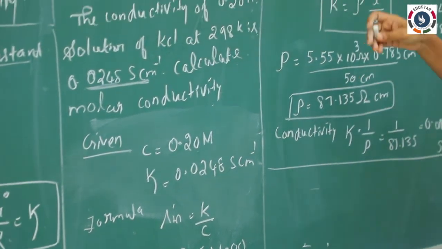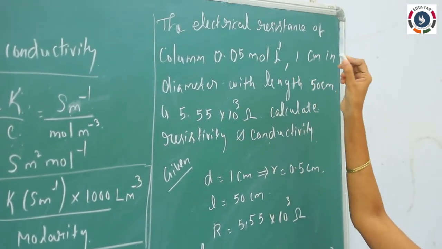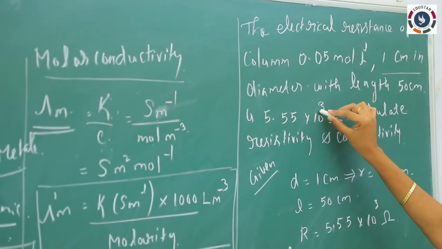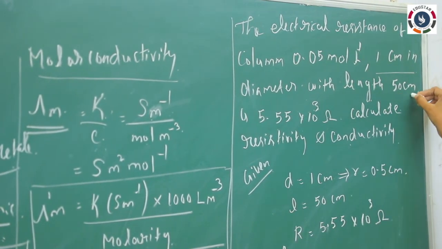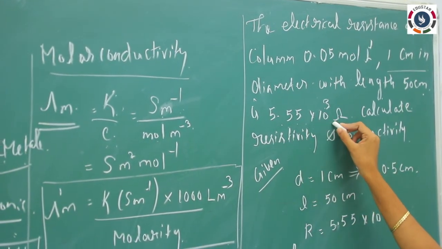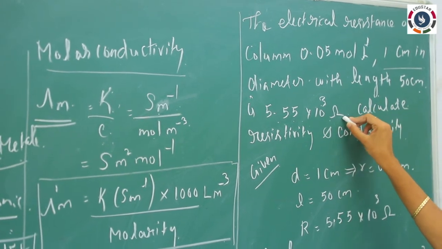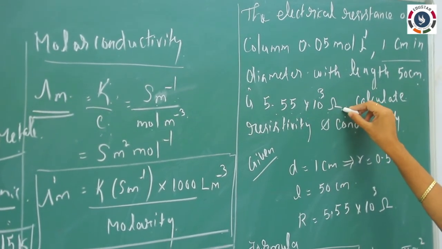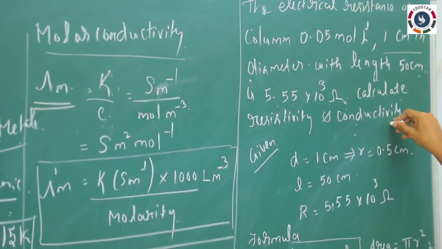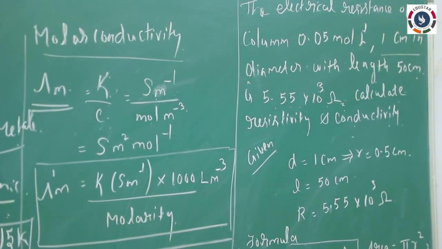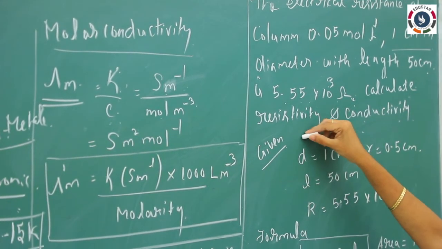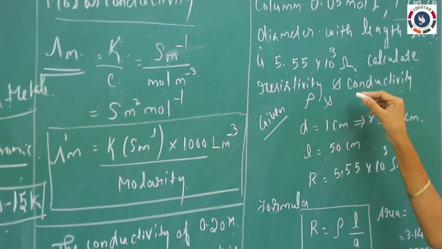The next problem: the electrical resistance of a column 1 centimeter in diameter with the length 50 centimeter is 5.55 into 10 to the power of 3 ohm. So, what is this ohm? This is the resistance they have given. Calculate the resistivity and the conductivity. They have given the resistance. You are asked to find the resistivity, that is rho, and you are asked to find out the conductivity kappa.